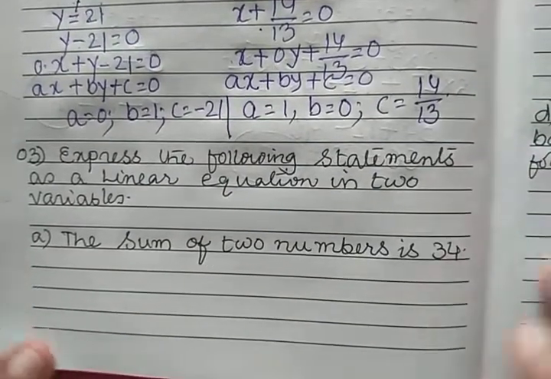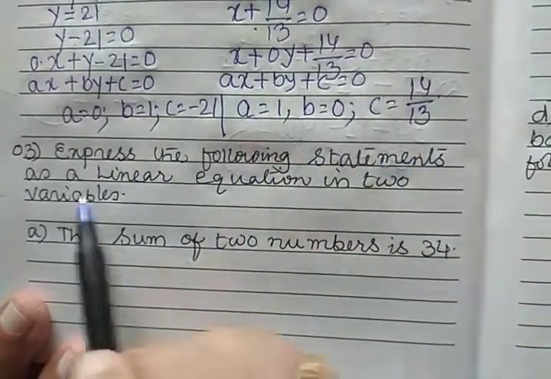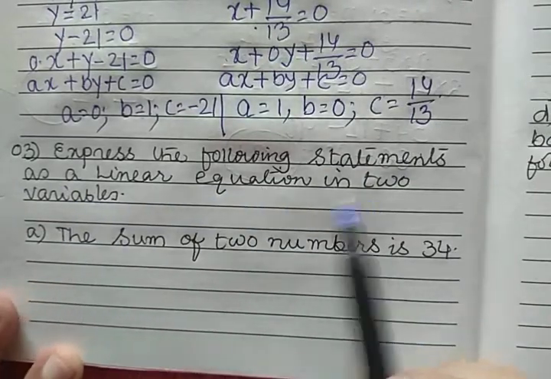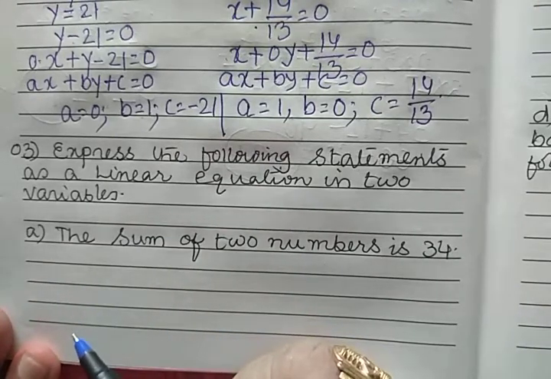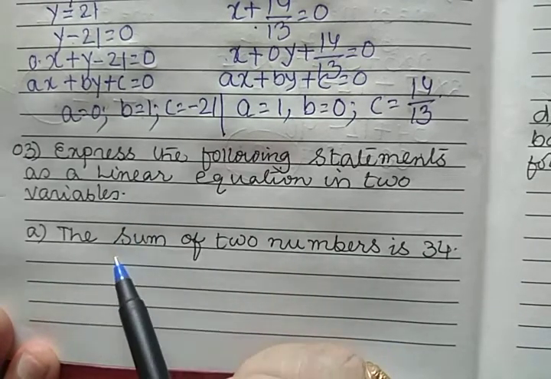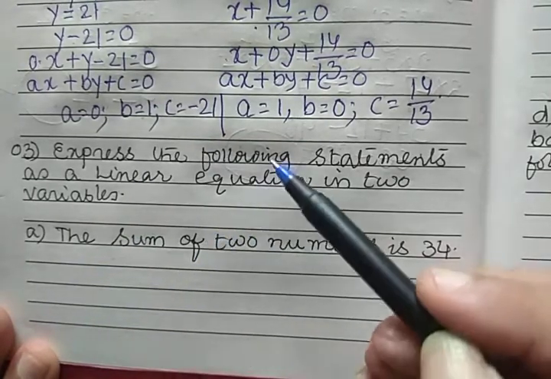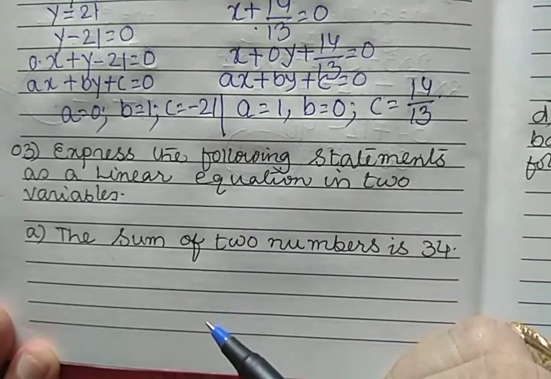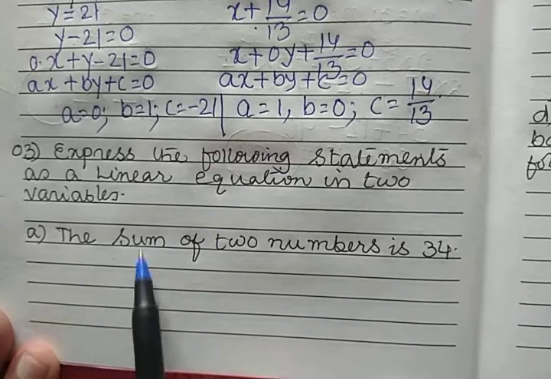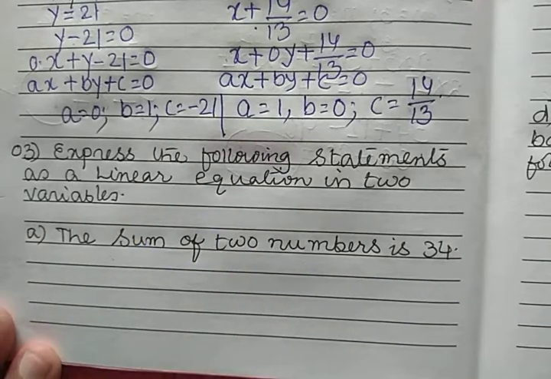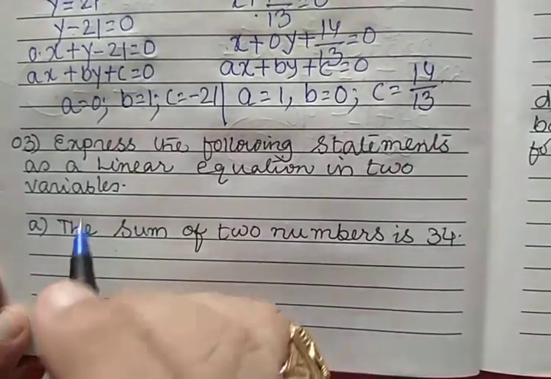Your question number 3 reads like this. Express the following statements as a linear equation in two variables. Here some statements are given. What you need to do? You need to transform them into algebraic equations, linear equations. What is given? The sum of two numbers is 34.